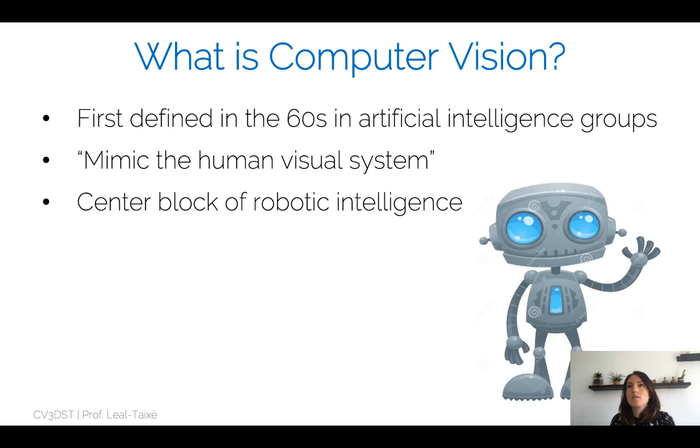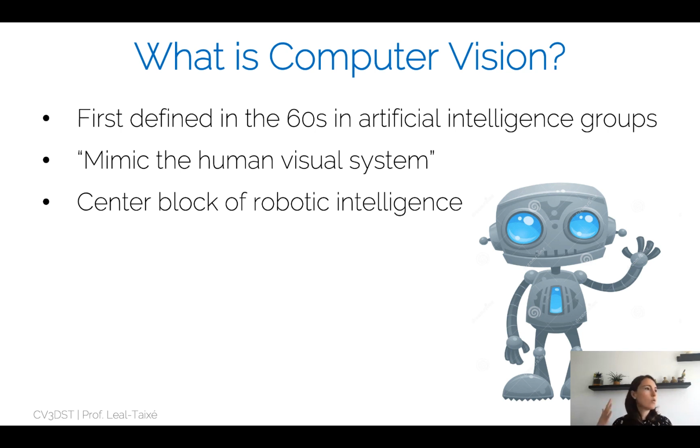Now, let me just briefly motivate you for this course. So what is computer vision? It turns out computer vision was a problem first defined in the 60s. Some might call it a new problem, but it has actually been around for quite some years. The whole idea was to tackle the problem of mimicking the human visual system. This seemed quite an easy task for the artificial intelligence group back in the 60s, and they supposed that the human visual system was the center block of robotic intelligence.